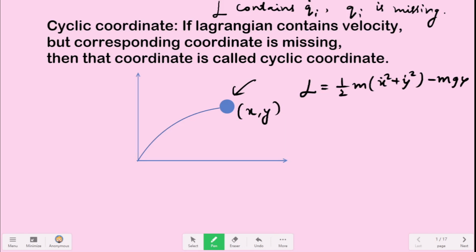Now, as you can see, x dot is present in the Lagrangian, but x is not present. Therefore, x is the cyclic coordinate. X is cyclic.